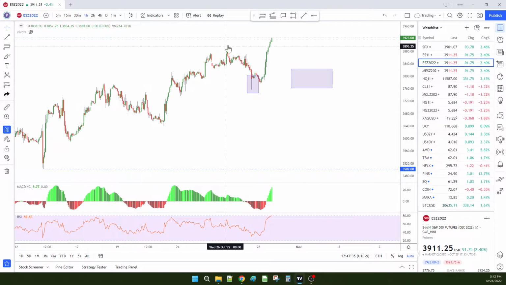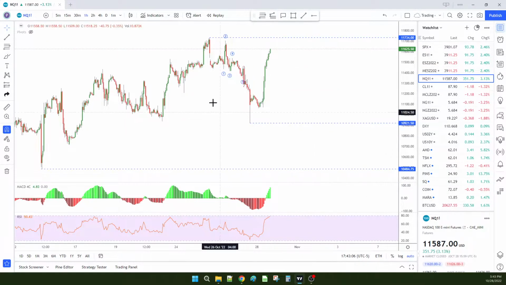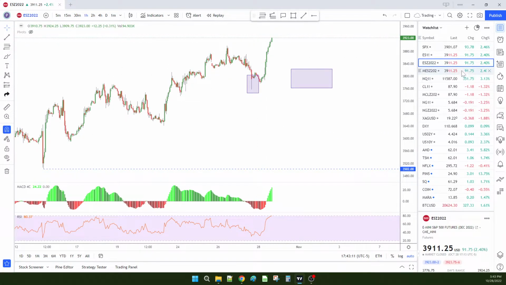So instead of an A, B, C, we got one of two things. This is W, X, Y, X, Z, or this is all a leading diagonal. And I'm still thinking that this is all corrective, and so that this is W, X, Y, X, Z, and not 1, 2, 3, 4, 5. The reason for that is if we look at the NASDAQ. So the NASDAQ, it's basically the same structure, going up.